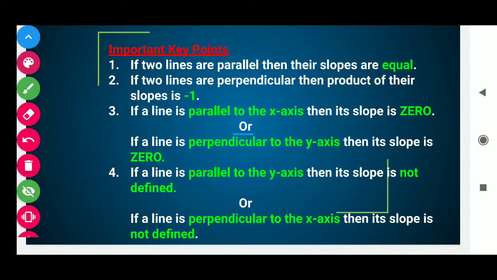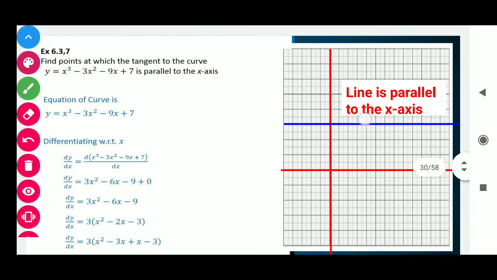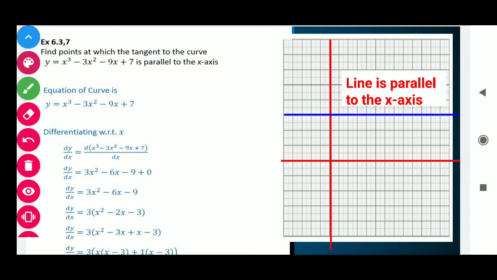Students, these are really very important points and you have to remember all of them, and we will use them in questions. Now, here we have exercise 6.3 question number 7. Find the points at which the tangent to the curve is parallel to the x-axis. Students, हमें ऐसे points find करने हैं at which the tangent to the curve is parallel to the x-axis.